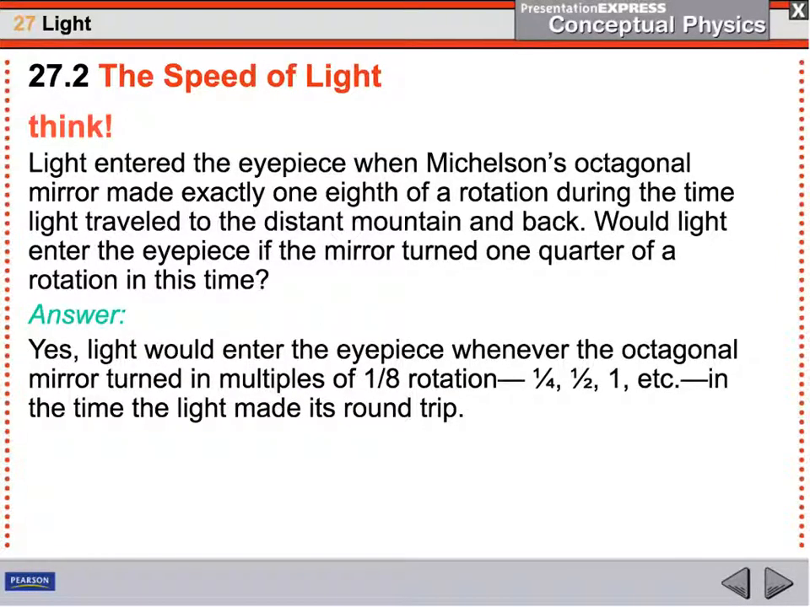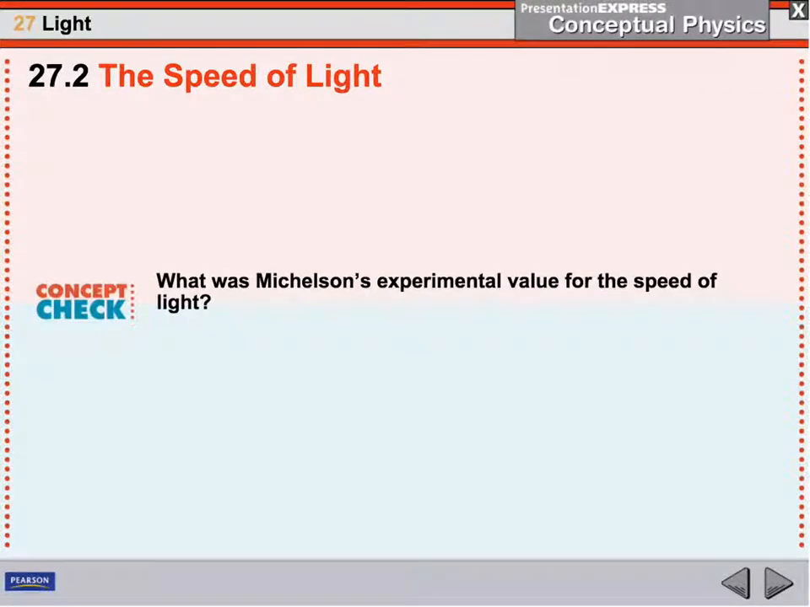Yes, light would enter the eyepiece whenever the octagonal mirror turned in multiples of 1/8 rotation. So if you did a quarter or a half or 1, etc., in the time the light made its round trip. What was Michelson's experimental value for the speed of light?